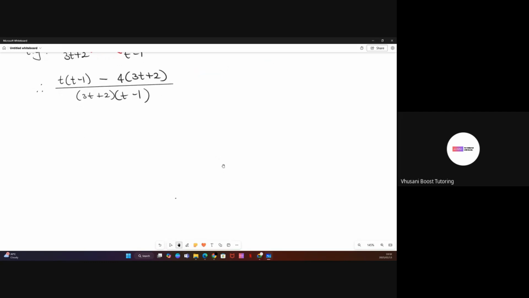So let's just simplify this and find our final answer. So I'll have t squared minus t minus 12t minus 8. All right. This is divided by 3t plus 2 times t minus 1. And I would like for you guys not to multiply these two brackets together. Just leave it as it is, right? Don't multiply them together and try to make them simpler.